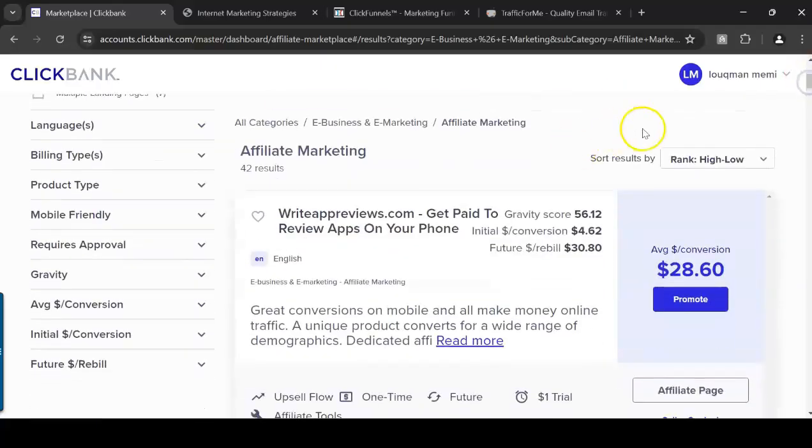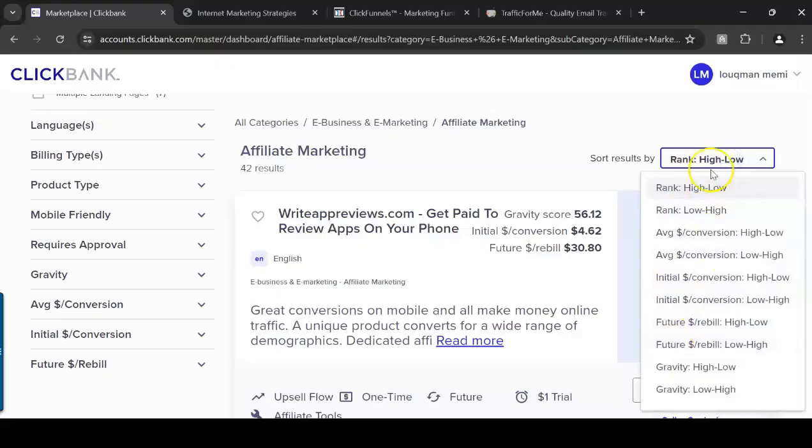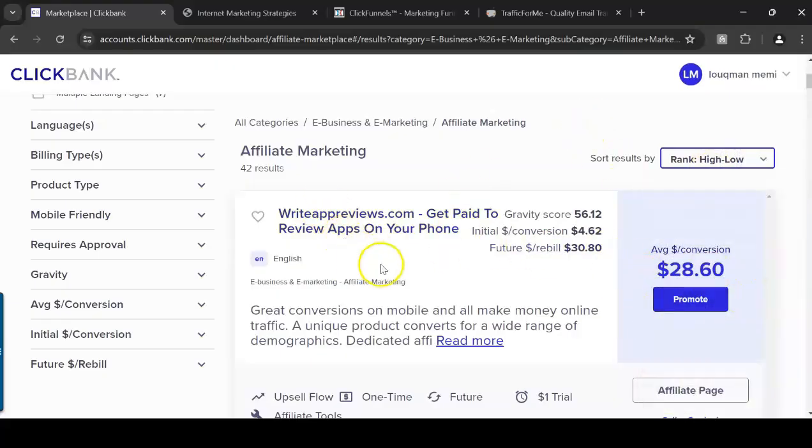So if you scroll down, you can sort the results in different ways. I'm just going to leave it as it is. I can see this first product. Okay, it's going to pay me $28.60 when anyone purchases this product through my link. All right, so let me explain a couple of things that you can see here.